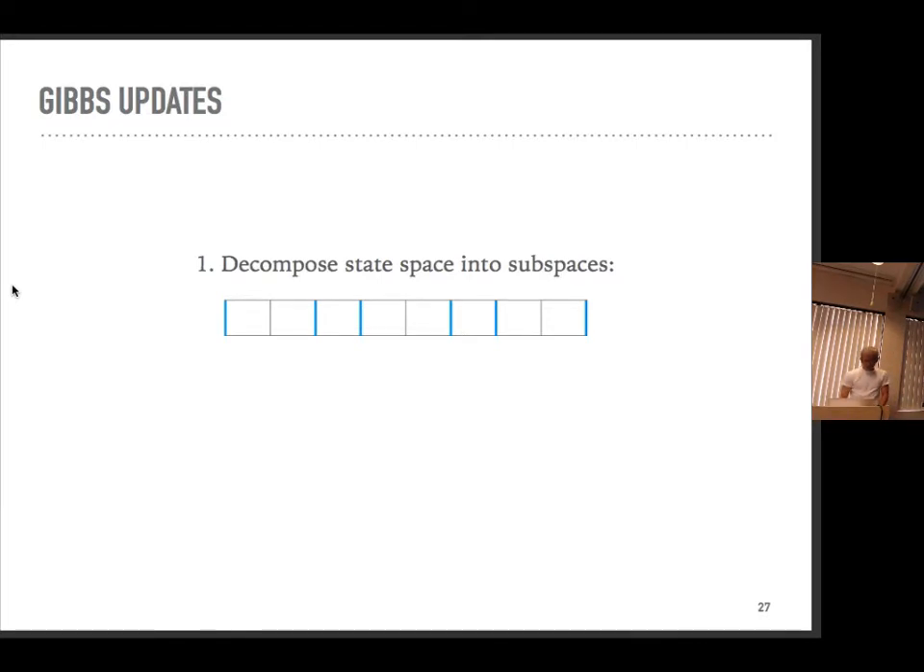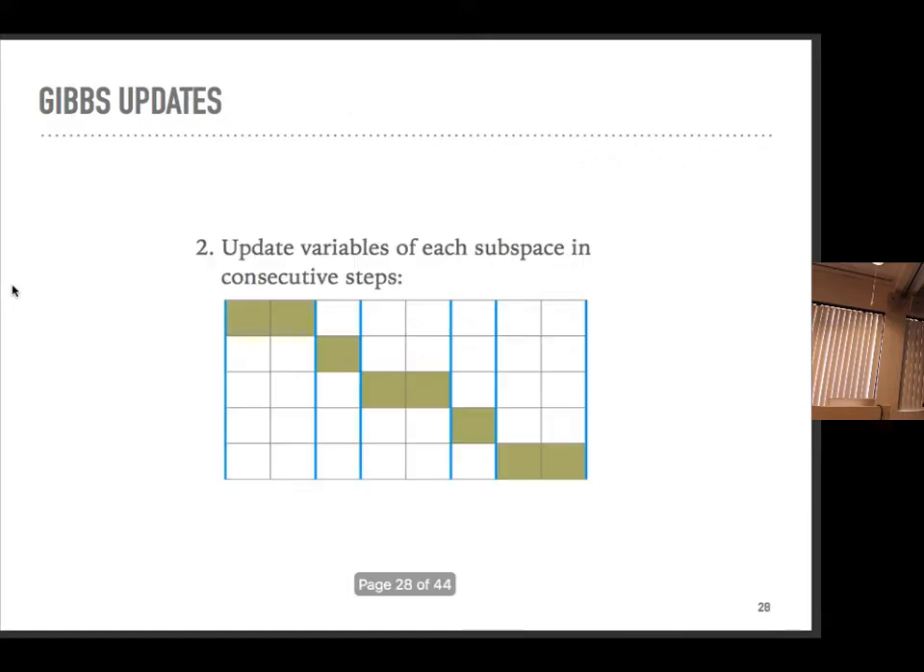Okay, so Gibbs updates. I'm just going to show you a graphical introduction to Gibbs updates. This is a fairly general technique, and so let's say you're in a 1, 2, 3, 4, 5, 6, 7, 8-dimensional parameter space. The first thing you need to do is divide your parameter space up into subspaces. You can have each parameter be its own subspace, but you're also allowed to group subspaces together however you like. So there's a lot of flexibility in how you do this.